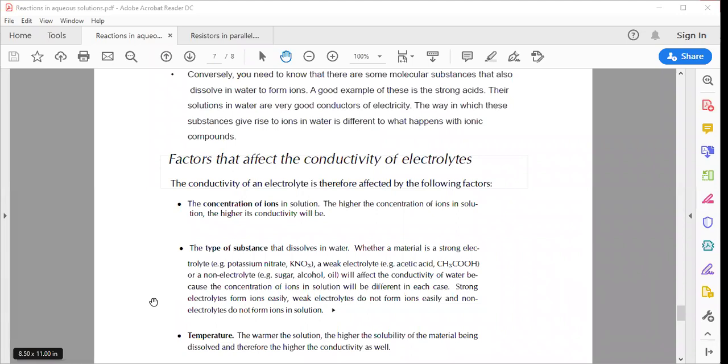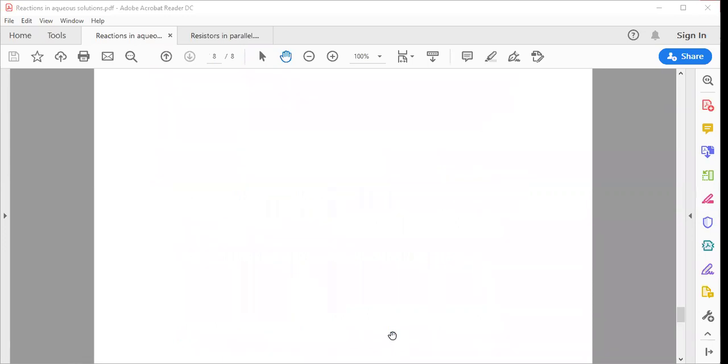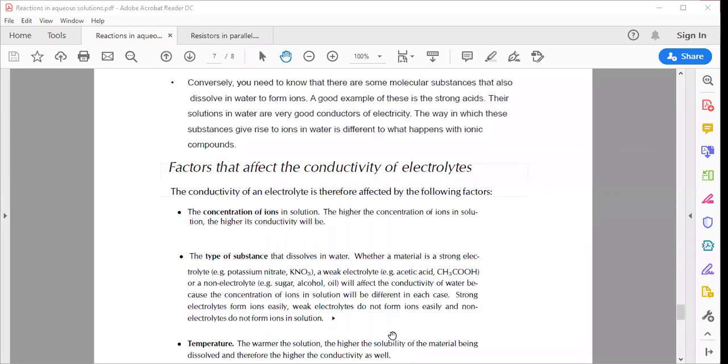Just like when you put sugar in hot water and cold water, or hot tea and cold tea. If you put it in hot tea, the sugar will dissolve faster, all right? If you put it in cold, then it will take time to dissolve. So the higher the temperature, the higher the solubility of the substance. That will lead to more formation of ions. Right. So that's what we have for this section here.